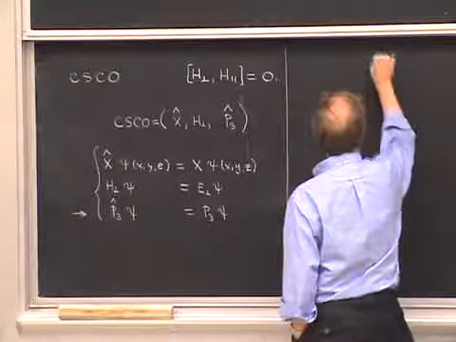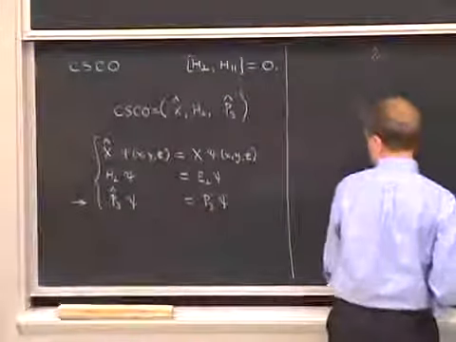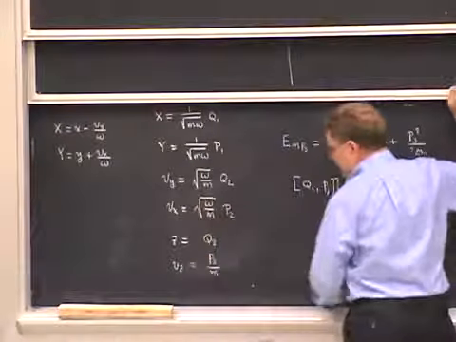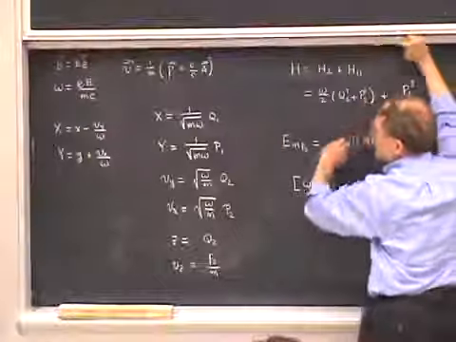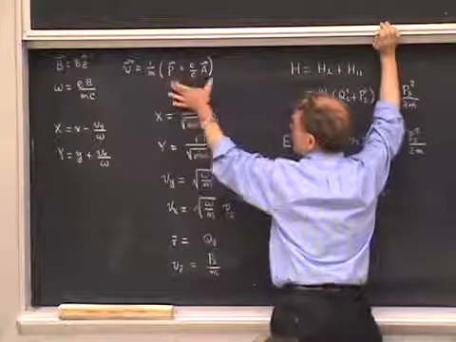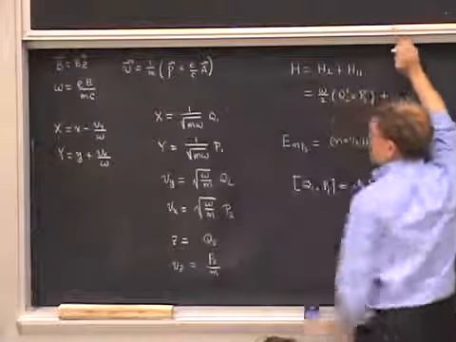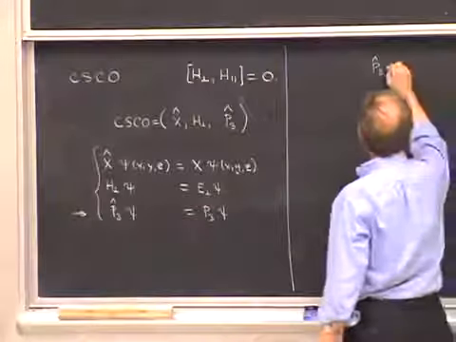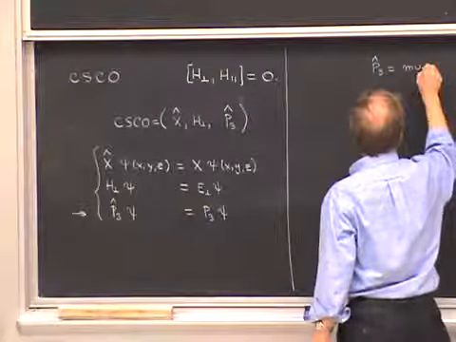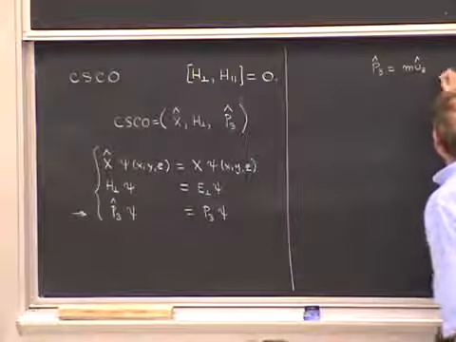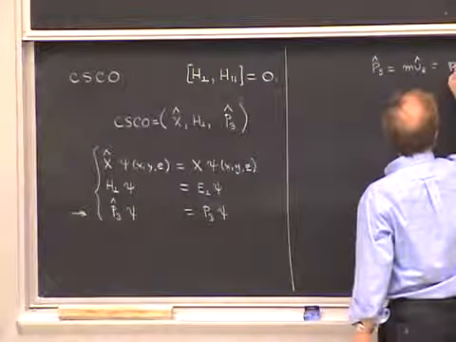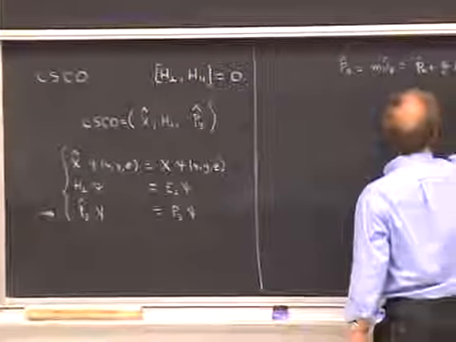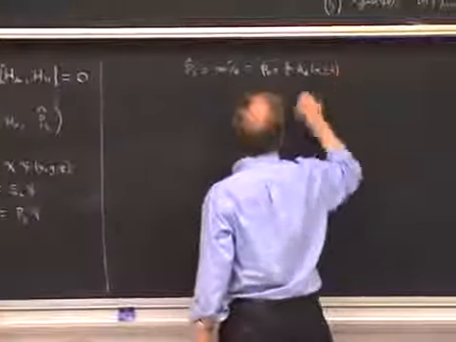P3 hat is from the formula down here. It's the mass times Vz. And Vz, the velocity, is expressed in terms of the canonical momentum and vector potential by this equation. So we'll put those together. P3 hat is then equal to the mass times V hat z, and that's the same thing as momentum Pz plus E over c times the vector potential Az, which in general depends on x, y, and z.